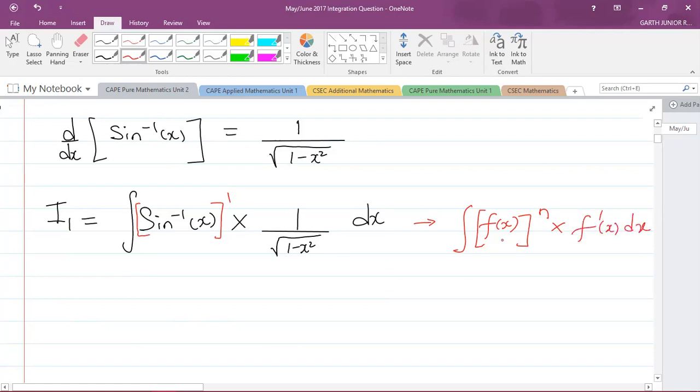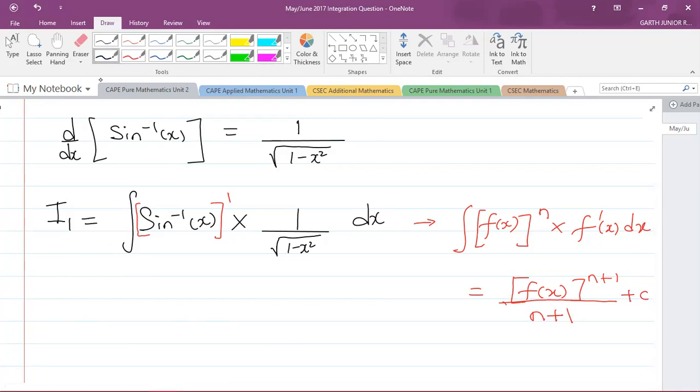Good. Now, any integral of this form is equal to the function f of x raised to the power of n plus 1. So whatever power is here for n, we just add 1 to that power, and we're going to divide that now by n plus 1, the same power, plus my arbitrary constant of integration c.